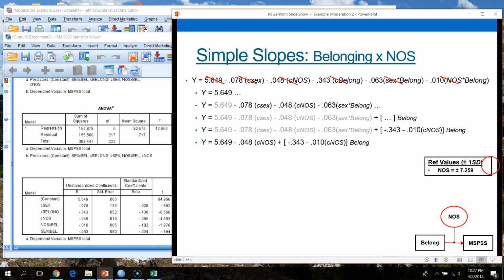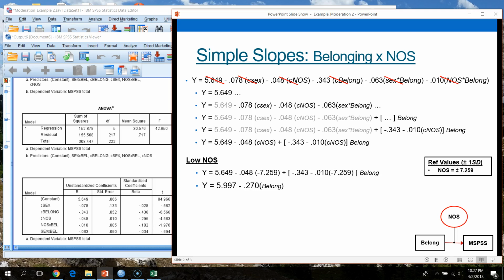Okay, so if we think about our reference values for a standard deviation above and below NOS, what we want to do is look at the conditional effect of belongingness on perceived support at high and low levels of NOS. Once we get to this point, we can just start plugging high and low values of NOS into the mix. Remember, because we centered NOS, the mean is 0. So a standard deviation above is just going to be +1 standard deviation, and a standard deviation below is going to be a negative standard deviation.